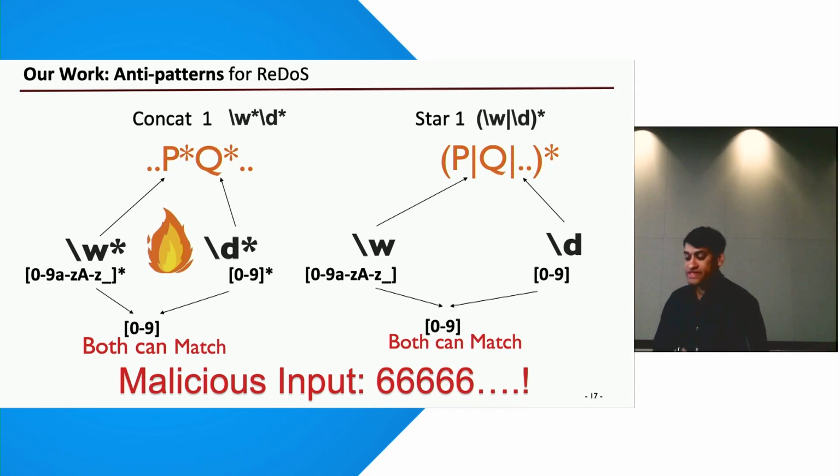So if we use the same malicious input, which is thousands of 6s that ends with an exclamation mark, for each 6 we have two options. We can match it with the \w, or we can match it with the \d. So when the engine sees a mismatch, it tries all the options before it says, OK, I cannot match it.